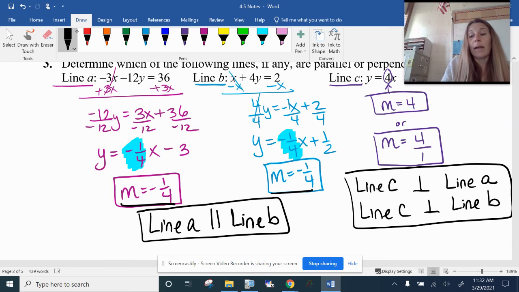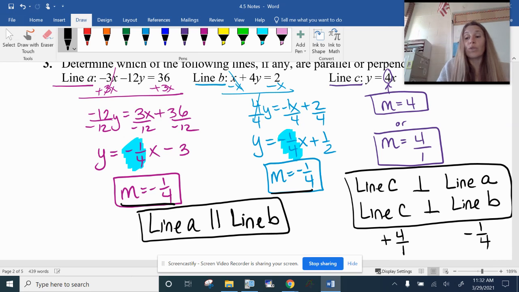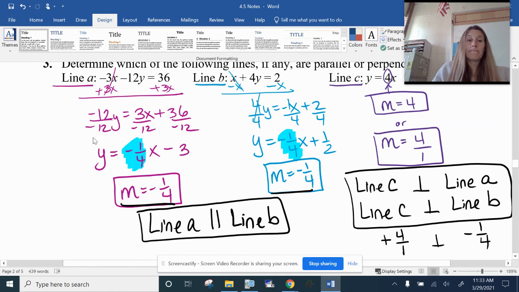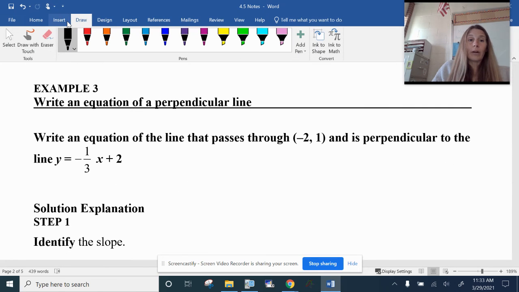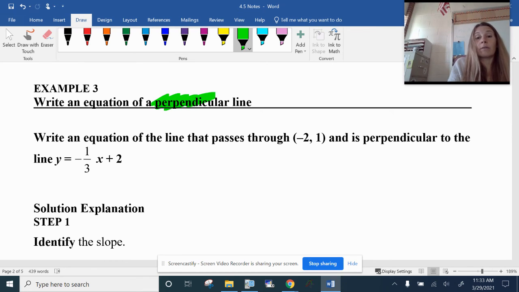If you think about it, line C is positive 4/1, whereas A and B are both negative 1/4. So one is positive and has 4 on top, 1 on the bottom, and the other is the opposite sign because it's negative and it's the reciprocal. Hopefully you now have a better understanding of how those perpendicular slopes work, and now we can write the equation of a perpendicular line.